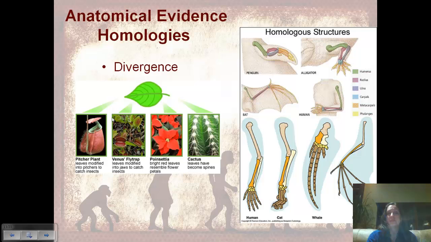And we can see the same thing in plants. Here we have a leaf, and this leaf has been modified for different functions. Here we have a pitcher plant, which collects water and traps insects, the Venus flytrap, which actually catches its prey, insects, the poinsettia, where the flower is actually yellow, but some of the leaves are modified to look like petals to attract a pollinator, and then the cactus, which has spines, so the leaves are modified as spines to avoid predation.